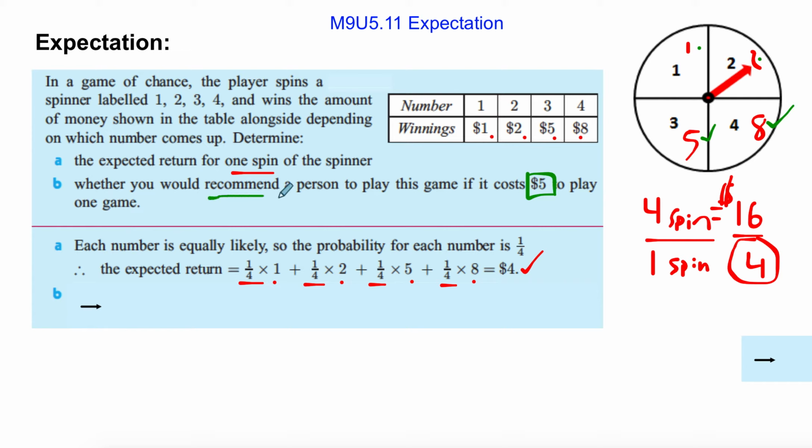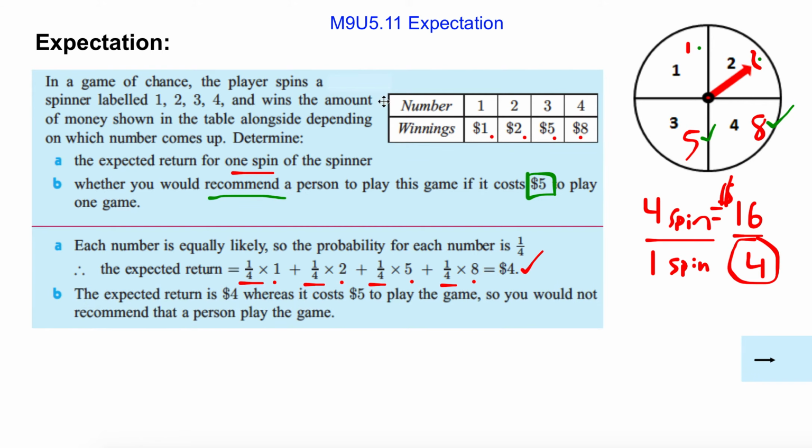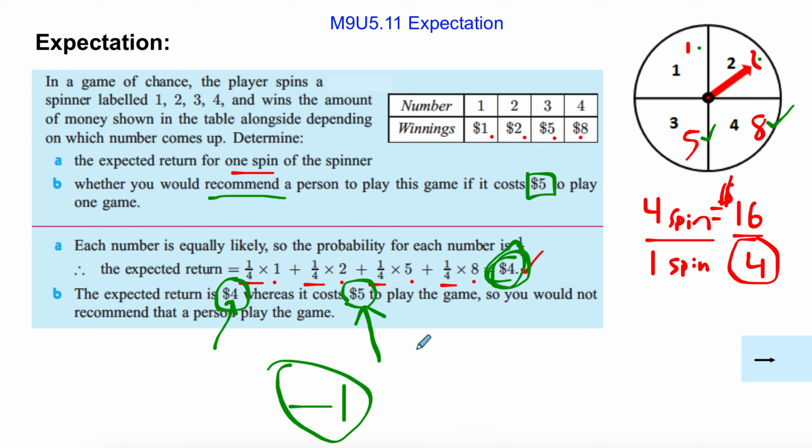Do you recommend this person play this game if it costs you $5? Well, no, right? You can only expect that you'll make $4 on every 1 spin. So once in a while you'll make more, but it costs you $5 per spin and you only expect to make $4 per spin. So you're going to lose 1 every spin, right? So every time you play, you'll lose money on it. So you can expect that from this game.